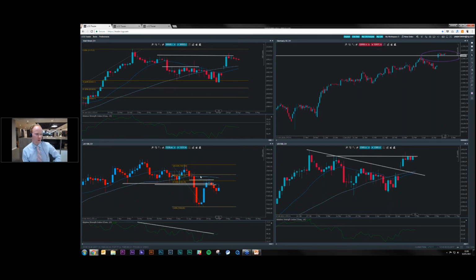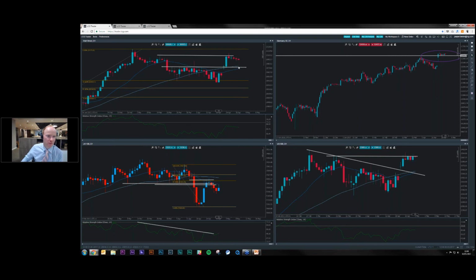So I think that's the general thought process here. Maybe a pullback to this previous range, and there's basically a combination of support in and around that area that looks to me a bit more of an attractive entry point than here.